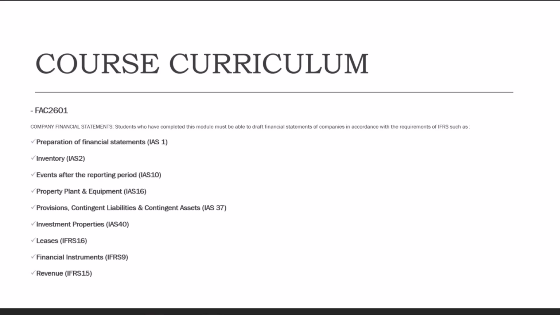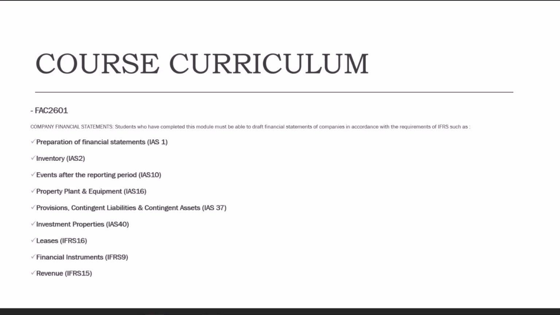It's very big because almost every company has got property, plant, and equipment. How do I account for them? How do I depreciate them? What are the methods of depreciation? How do I impair them? How do I revalue them? Everything regarding property, plant, and equipment, you will find it under what? International Accounting Standard 16.